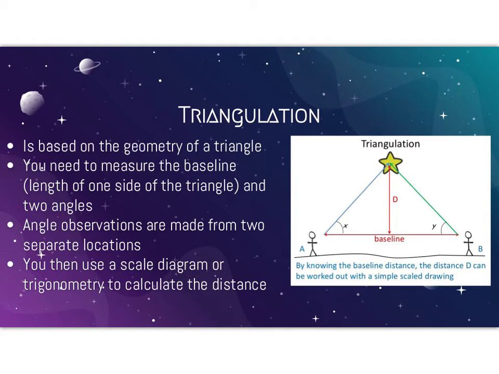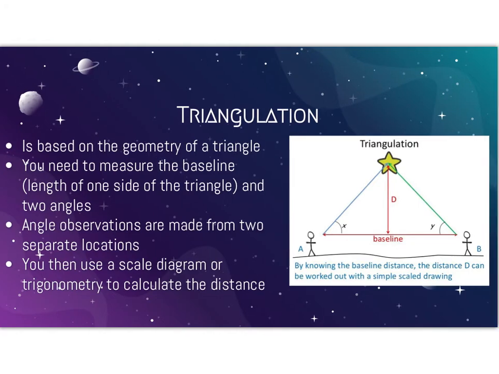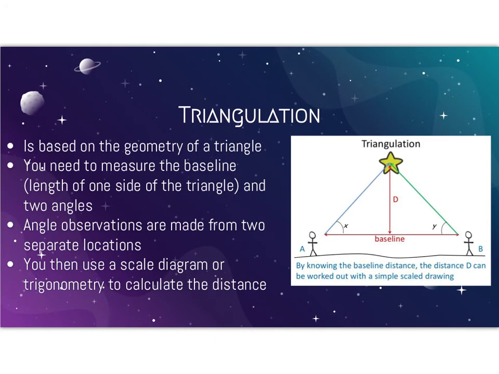To measure the distance to a star, we need to measure from 2 different points. We need to know the distance between these 2 different points. This is called our baseline. From each of these points, we measure the angle to the star.